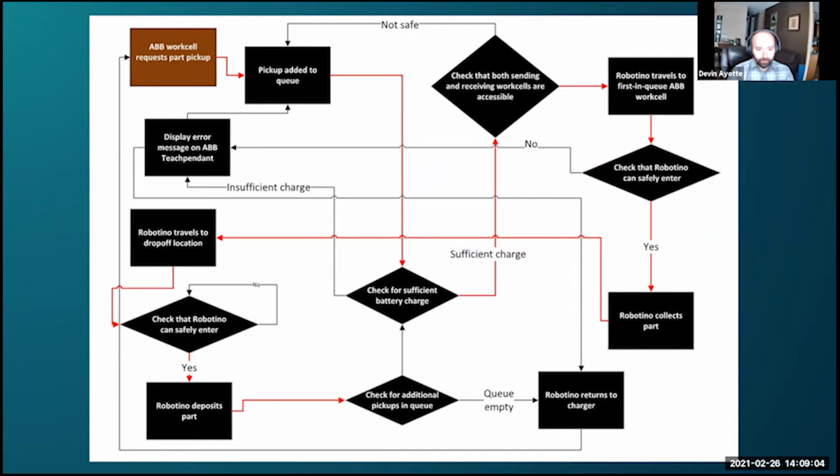the part. At this point, it checks to see if there's another pickup in the queue and repeats this procedure if there is sufficient charge. If there's no pickup in the queue or if the charge is insufficient, it will return to the charger.